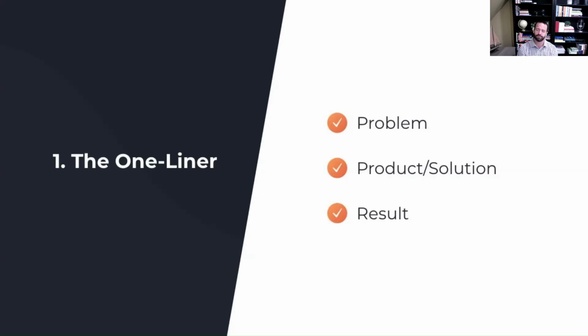I cannot emphasize how important it is that every single person alive has a one-liner, but absolutely for nonprofits. What is the one-liner for your organization? What is the overarching problem that you exist to solve? What is the solution that you are providing to solve that problem? And what is the end result?